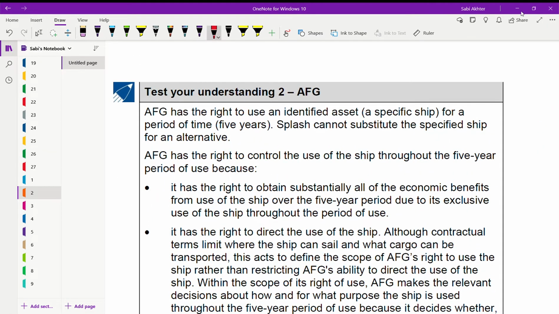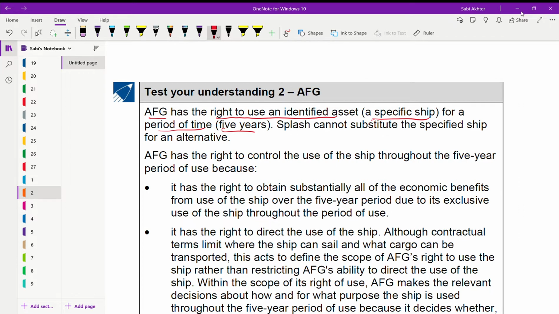Who has the right? AFG now has the right to use an identified asset. What is it? It was a specific ship. For how many years? 5 years, for a period of time. This was the definition of a lease: right to use an identified asset for a period of time. The period of time is 5 years, and the identified asset is a specific ship.